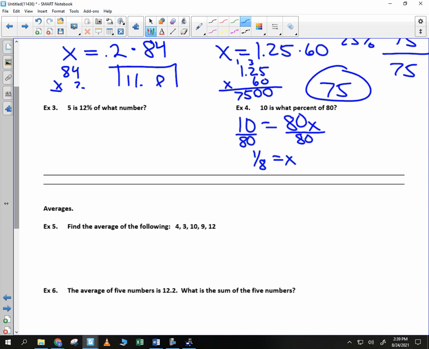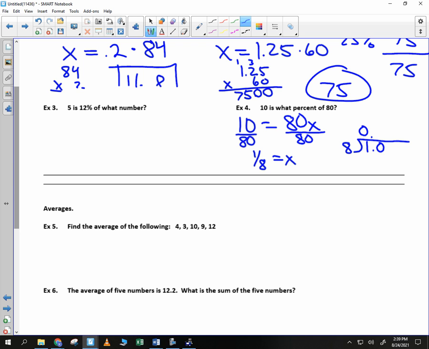One-eighth. Is 1/8 a percentage? No. Can I show you how we can turn it into a percent? We take 1 and divide it by 8. So 8 goes into 1 0 times. Put the 0 in place.